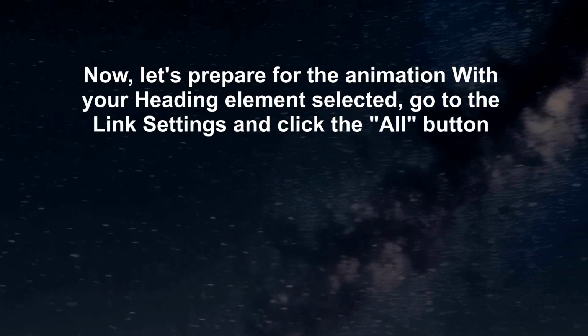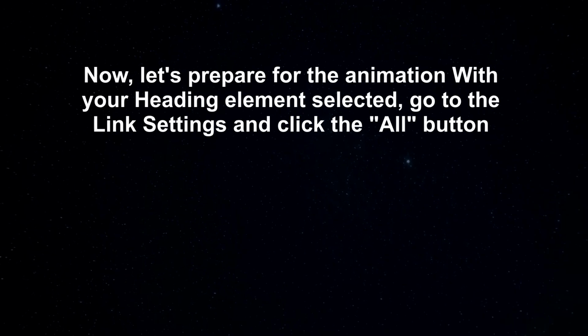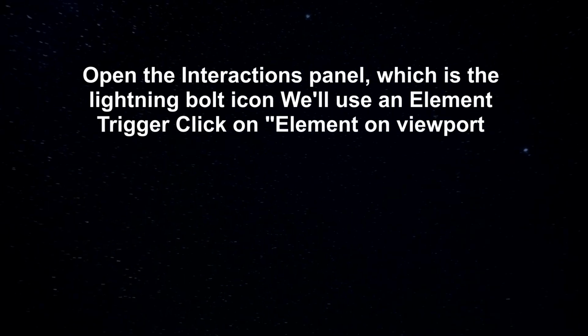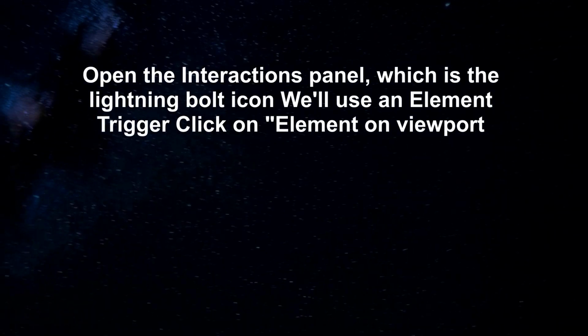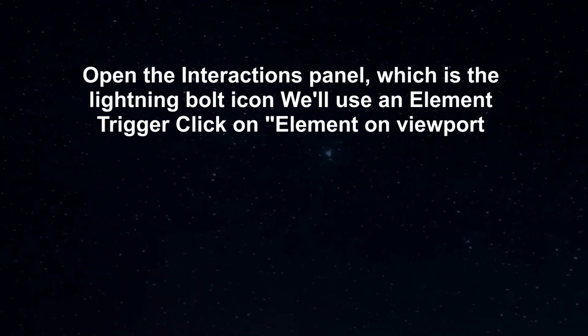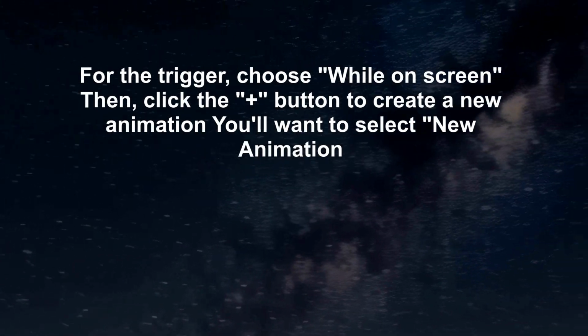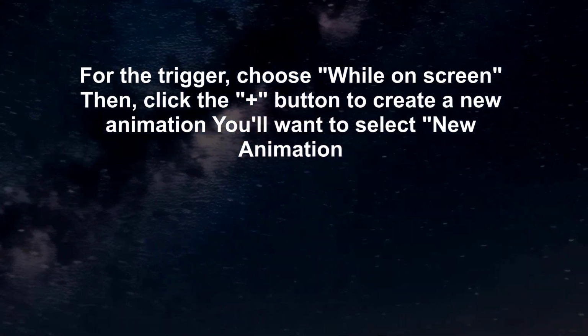Now, let's prepare for the animation with your heading element selected. Go to the link settings and click the All button. Open the Interactions panel, which is the lightning bolt icon. We'll use an element trigger. Click on Element on Viewport. For the trigger, choose While on Screen, then click the plus button to create a new animation.